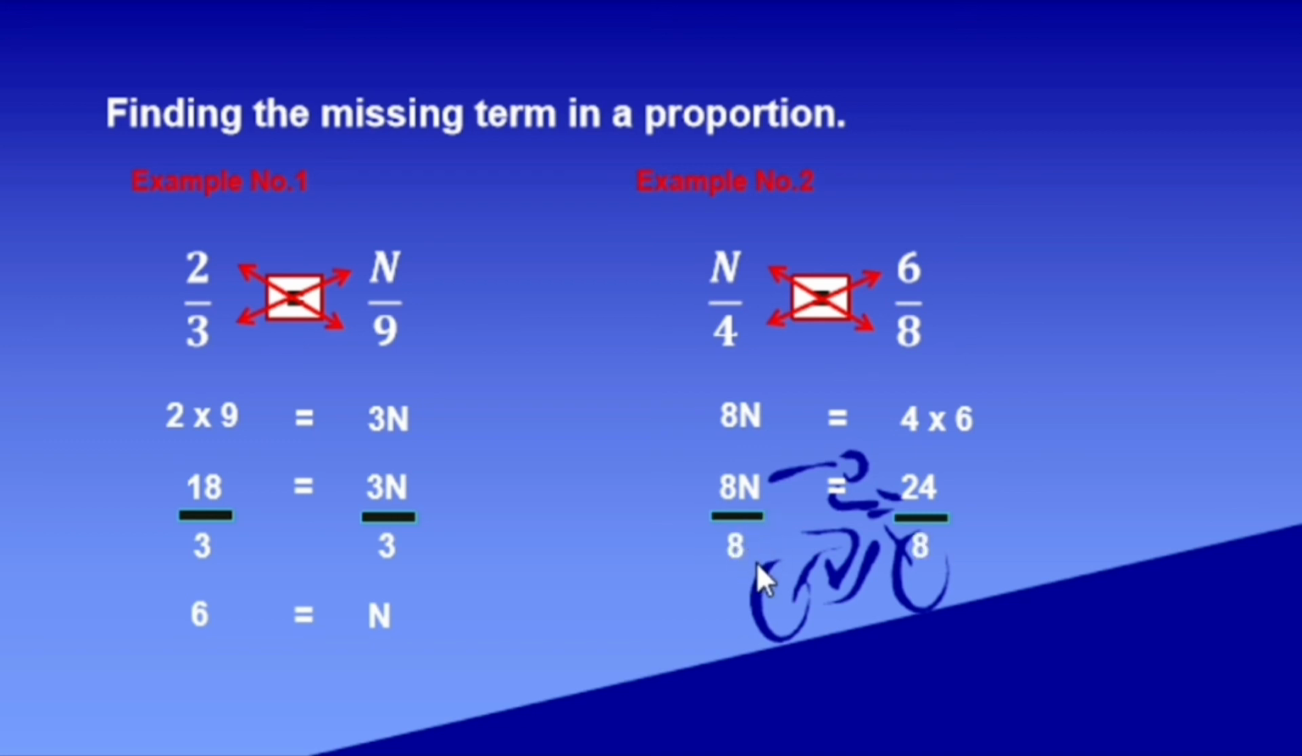So, 8n divided by 8 is equal to n or 1n. Parehas lang yan ha, children. And then, equal to 24 divided by 8 is equal to 3. So, therefore, the value of n in number 2 is 3.